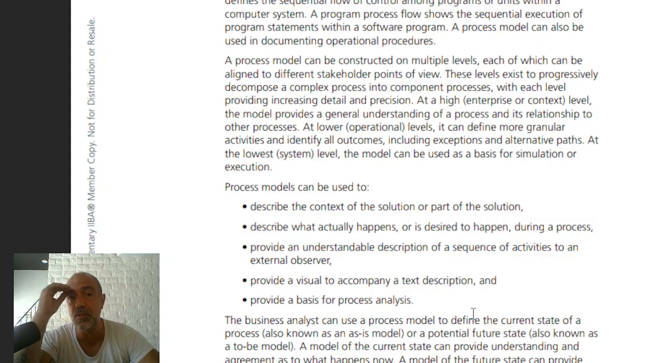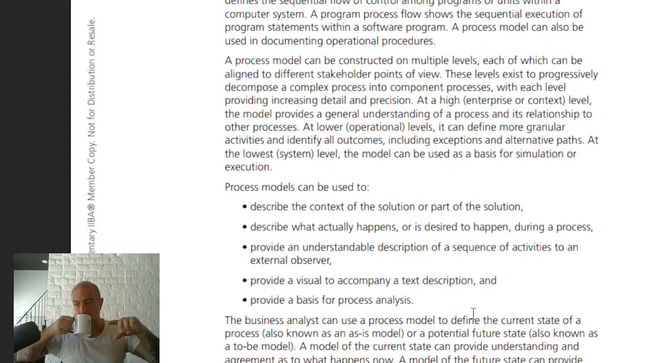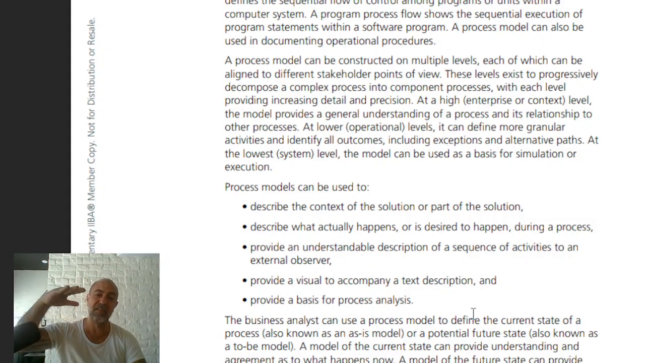When they're talking about levels, they're not talking level 1, level 2, level 3. They're talking about, I think, the abstract layers of a model, because if you're looking at the process, some, I don't know, accountants need to see the process from a different angle than the salesman, right? So I'd assume. And they exist to progressively decompose a complex process into component processes, right? Like, that's basically it. It's a hierarchical thing.